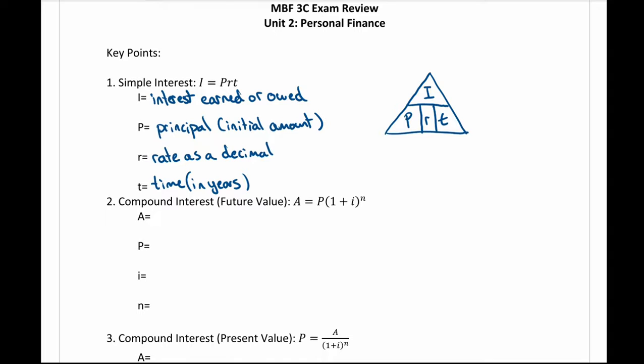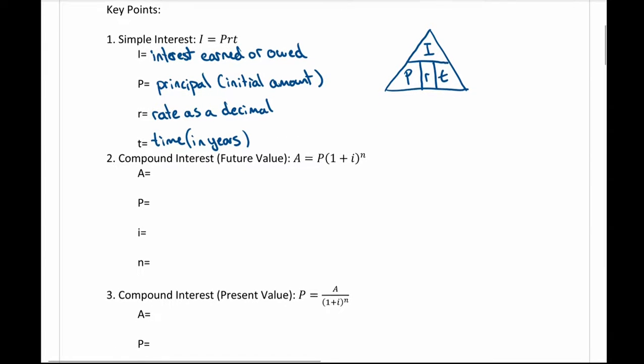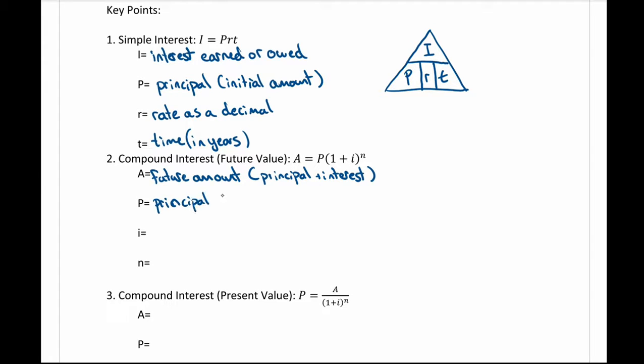Moving on to compound interest, we had two formulas. The first one was the future value. A represented the future amount or future value. And this was essentially your principal plus the interest, right? Because the amount you're going to have in the future is how much you started with plus the interest. P, again, was your principal, which was the initial amount. I was your rate as a decimal.